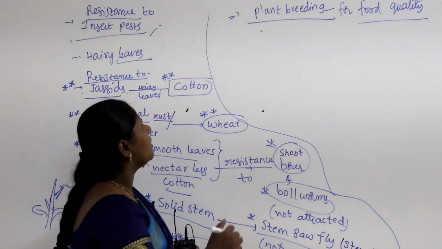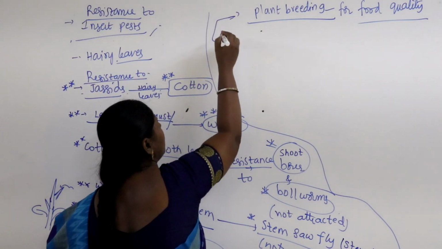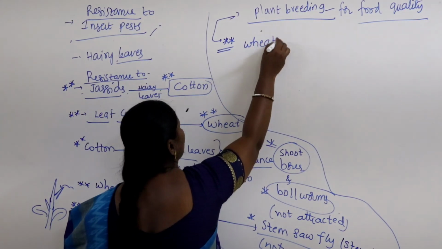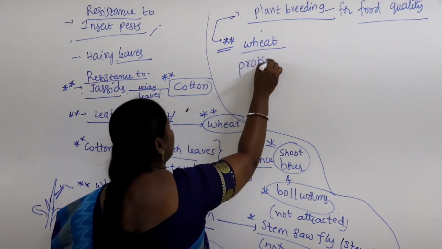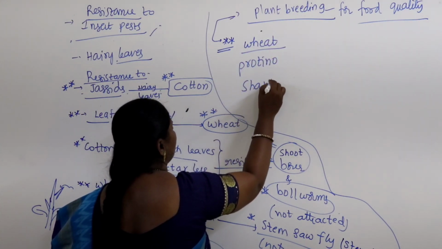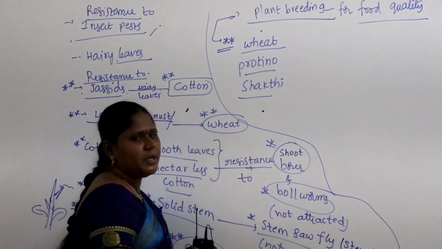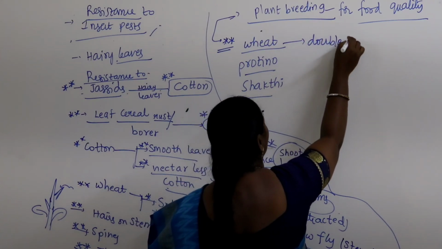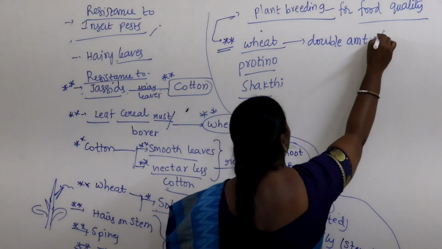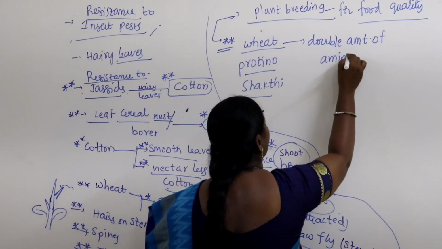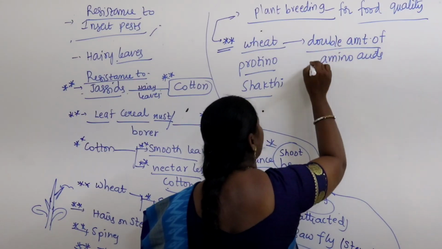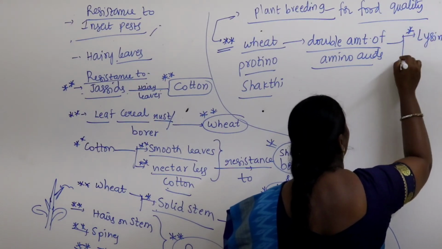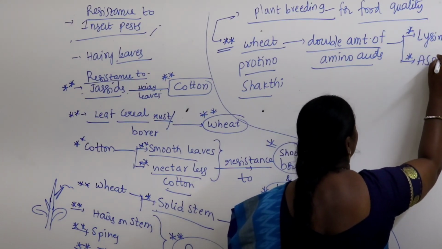So here, mainly if we talk about this one, there are some wheat varieties, Protino and Shakti, which are being produced. These varieties have double the amount of amino acids, especially enriched with amino acids like lysine as well as asparagine.